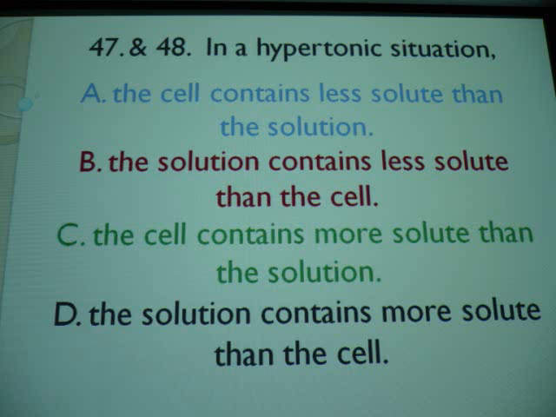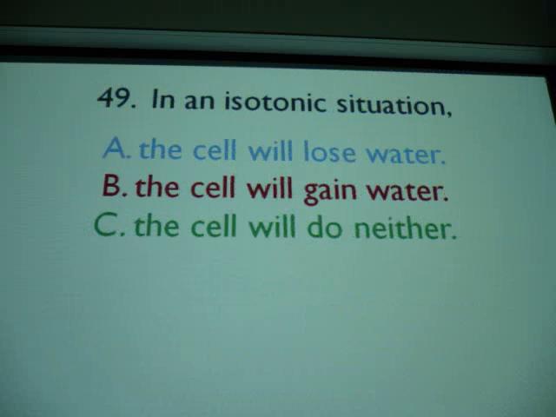D is right. Now, if the solution has more, then by converse, the cell must have less. So what's your answer now? It'd be A and D. That's why I said, get the solution first, and then flip it. When you flip it, that's the cell. If the solution has more, the cell has less. If the solution has less, the cell has more. If they're equal, then of course they're equal, and that'd be an isotonic solution. What's going to happen isotonic? Nothing's going to happen. It's going to stay like it was.